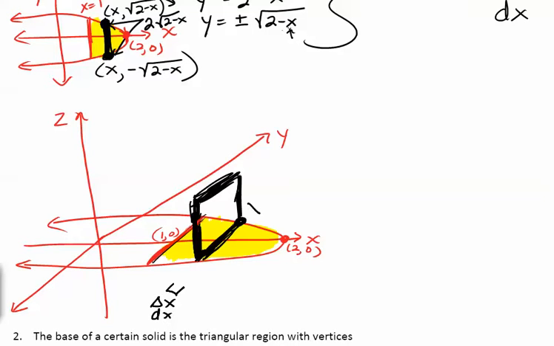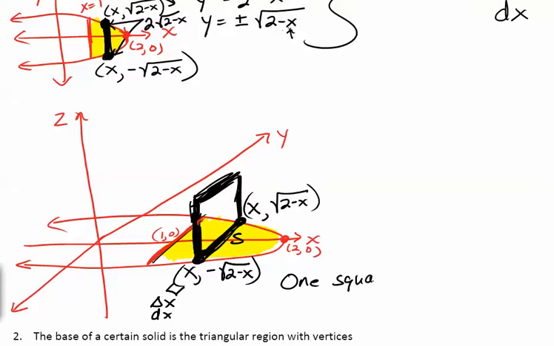So let me remind you, we found out that this point was x comma positive square root of 2 minus x, and this point was x comma negative square root of 2 minus x. So for one square cross section, the side length would be twice the distance. So this is going to be the side length. So each square then, we would take the side and square it.